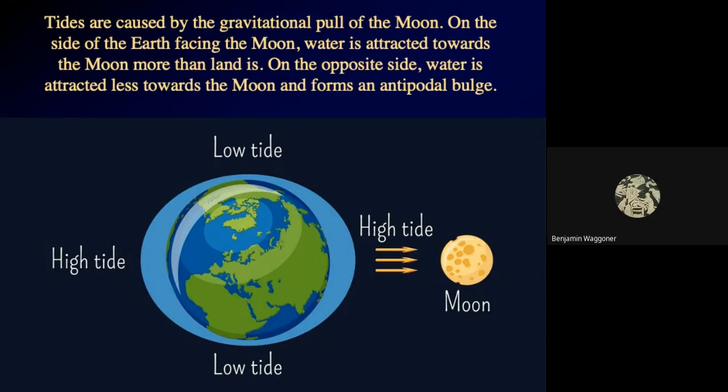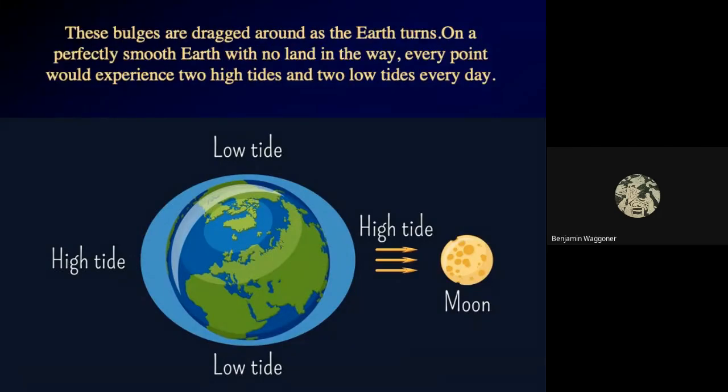On the opposite side, there's a bulge away from the moon because the moon's gravitational pull is weakest, because gravity gets weaker the farther away you go from something. So because water is pulled less towards the moon, it forms a bulge on the opposite side. So as the Earth turns, those bulges get dragged around.